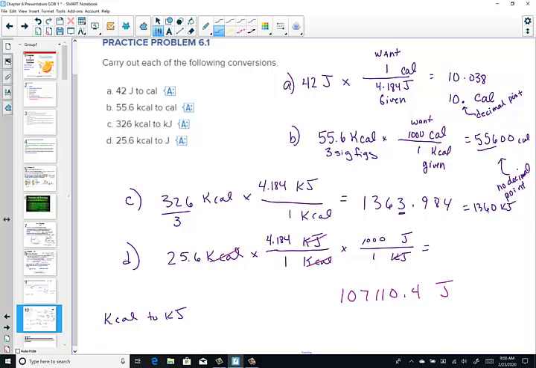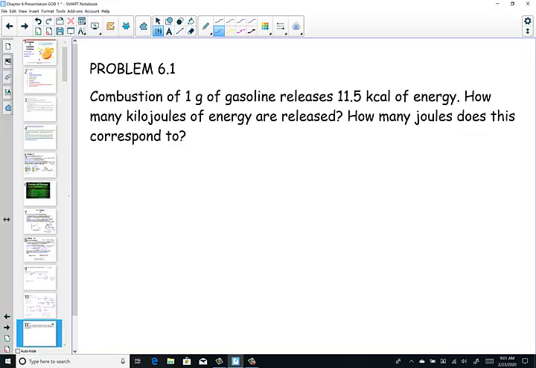107,110.4 joules. We have to equate that to 3 sig figs. There's 3 there. So 3 sig figs, 107,000, no decimal. And that way I'll have 3 sig figs in my final answer. So I have the correct magnitude, the size of the number is correct, and I have 3 sig figs reported. Good work. There's some more.